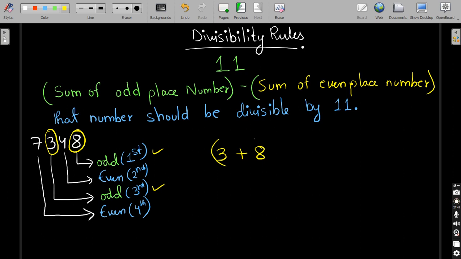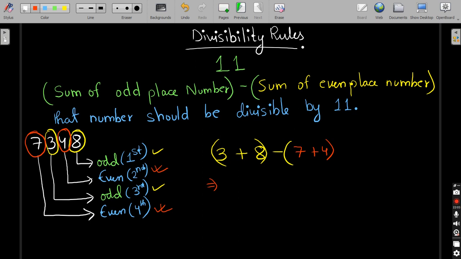So sum of the odd places minus sum of the even places. What are the even places? Even places here is 4 and over there 7. So as you are able to see here, even and even. So the even places are 7 plus 4.